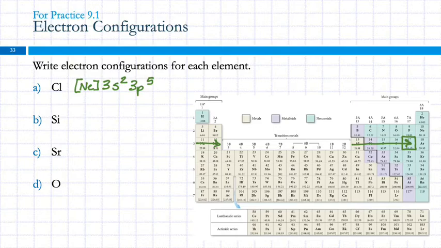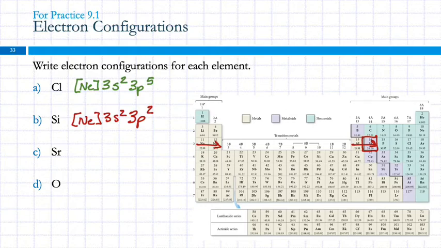Okay, let's do silicon. Get this out of the way. Well, where's silicon? That's over here. So noble gas shorthand, we're at neon again. And then after neon, 3s2. And then over here, that's the 3p block, but we're only going 2. Do you see what I'm doing? It's a very nice pattern.